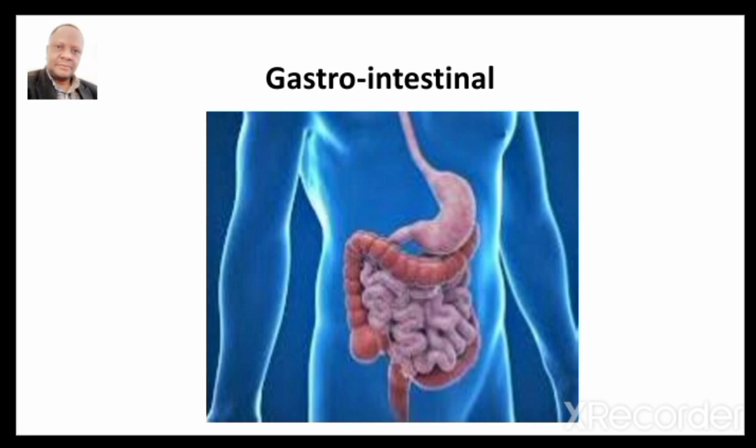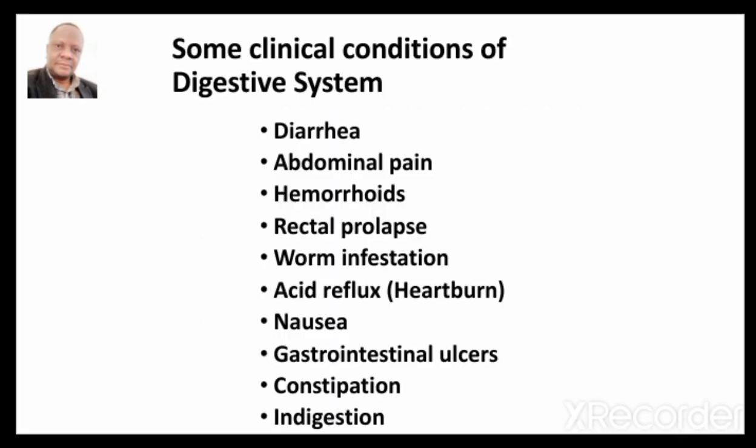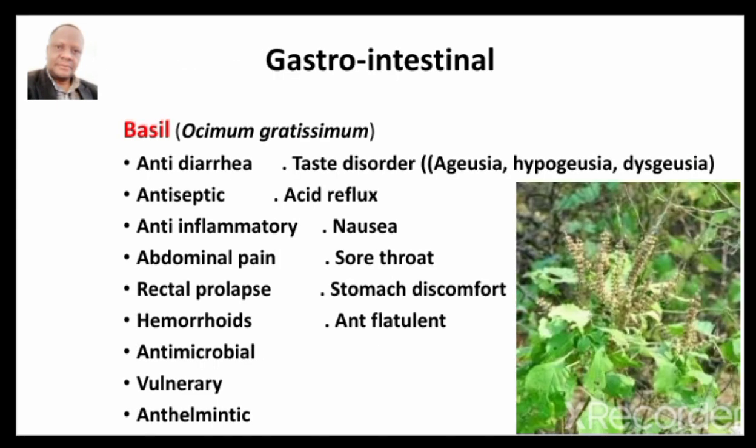About the stomach and the intestine, there are many health conditions that affect them: diarrhea, abdominal pain, hemorrhoids, rectal prolapse, worm infestation, acid reflux, which is heartburn, nausea, gastrointestinal ulcers, constipation, indigestion, to mention a few. You can use some of these herbs that we're about to mention now to help support the stomach and the intestine.